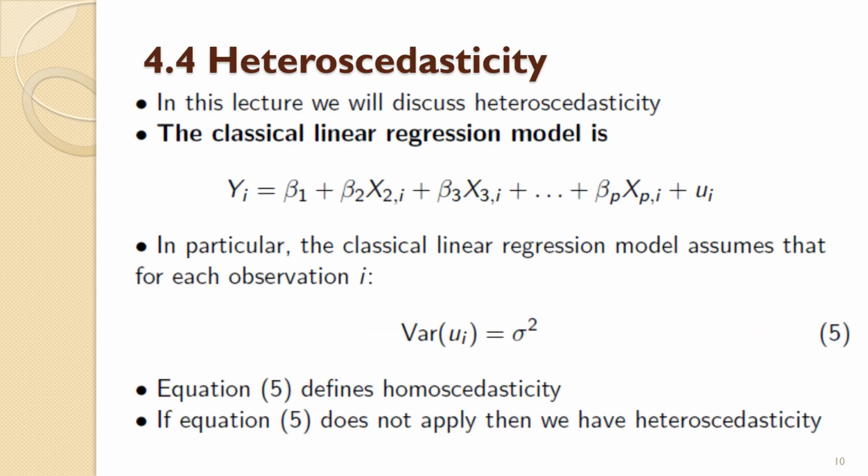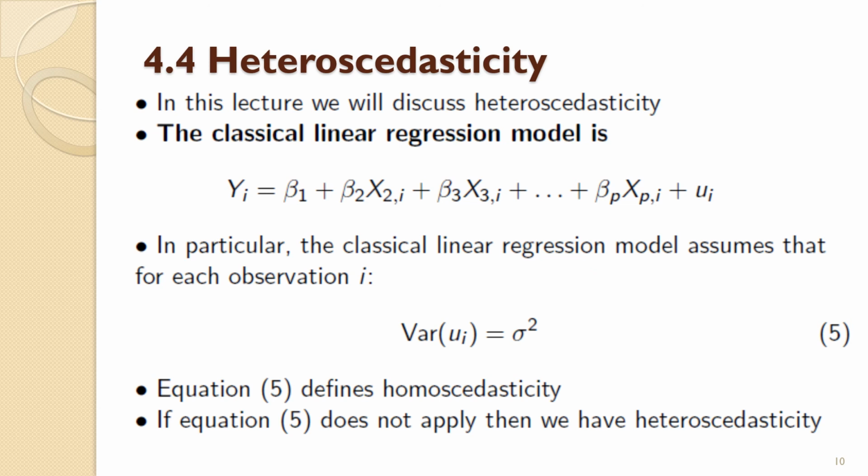So in this lecture we will discuss heteroscedasticity. So the classical linear regression model is the equation below. So what you have here is that y is related to a set of x variables plus some random error, and in particular the classical linear regression model assumes that for each observation i, the variance of this random error term is constant. So the variance of the random error term is just completely the same, they're all the same, and this equation 5 defines something called homoscedasticity. So it just means that the randomness associated with all the random errors is exactly the same.